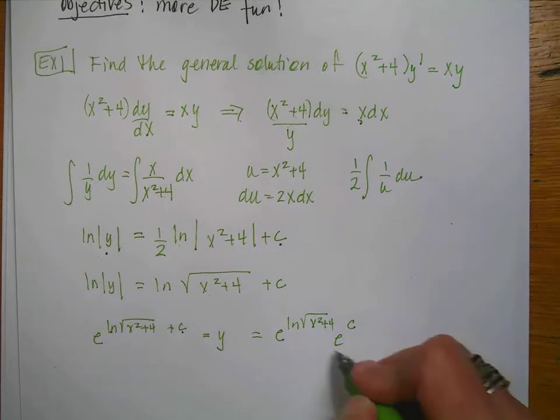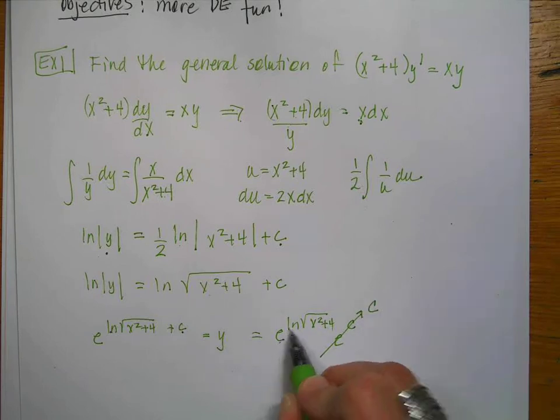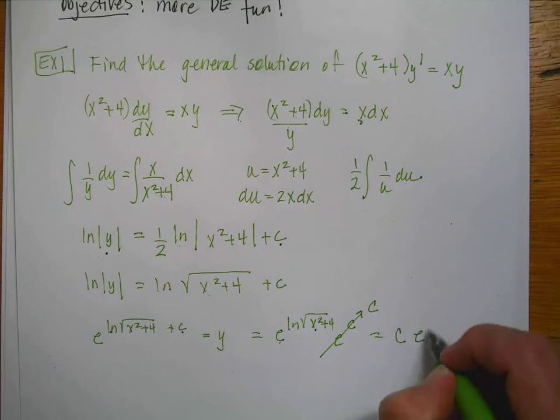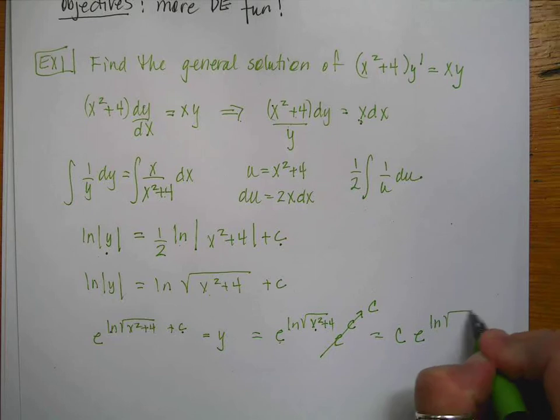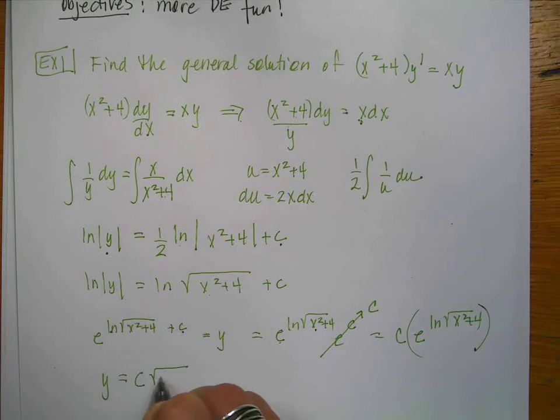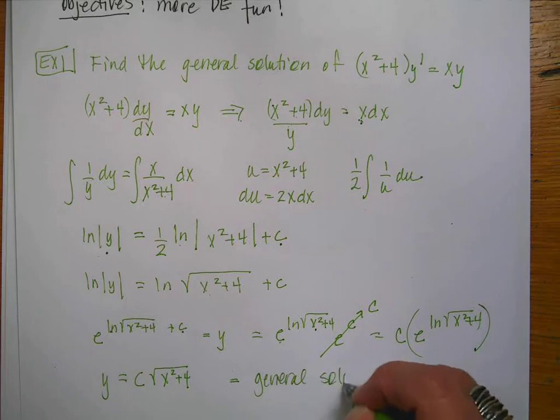E to the c is just a constant, so we're just going to call that c, and then e to the natural log of this is going to become c times e to the natural log of x squared plus 4. This math right here, I'm going to write y is equal to c, and then I have the square root of x squared plus 4. And if I identified my work well, this is my general solution.